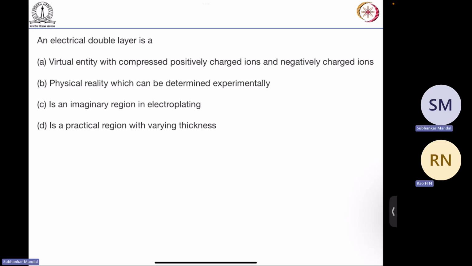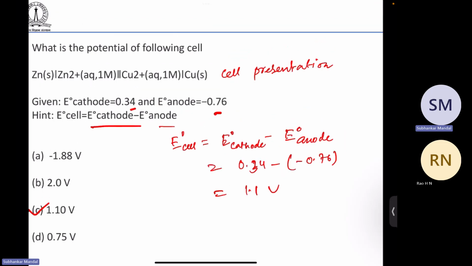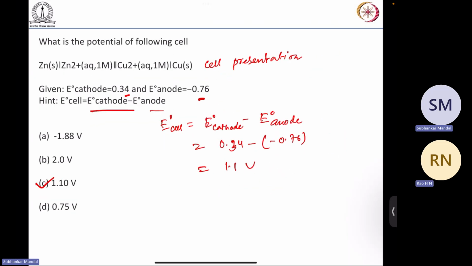Sir, it is B. Physical reality, which can be determined experimentally. Okay, actually, it is not the correct answer. It will be option A, virtual entity with compressed positively and negatively charged region. I can show if you see. It is a very difficult question.